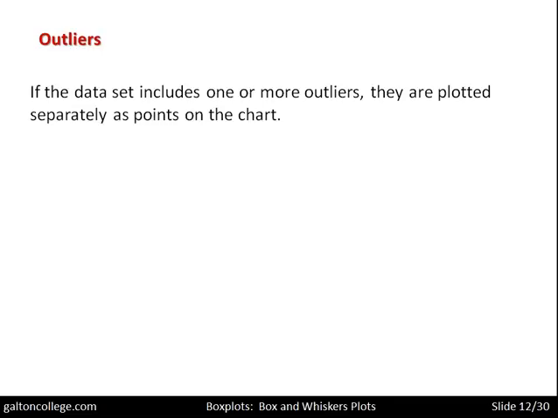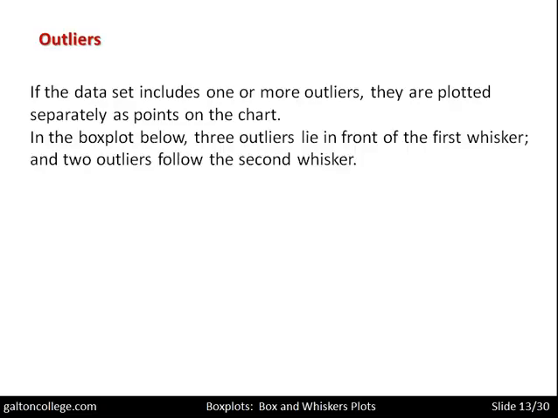If the data set includes one or more outliers, they are plotted separately as points on the chart. So outliers are indicated separately. An outlier is an extreme value that doesn't fit the pattern. So it could be indicated, but it's not necessarily taken into account. In the box plot below, the one we're coming on to, there are three outliers in front of the first whisker, and two outliers follow the second.